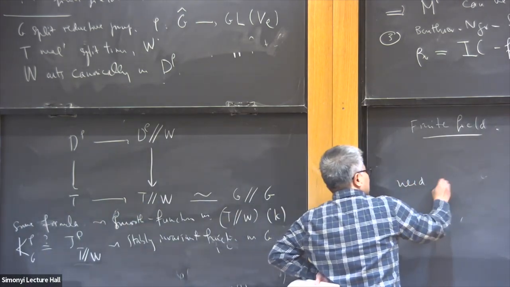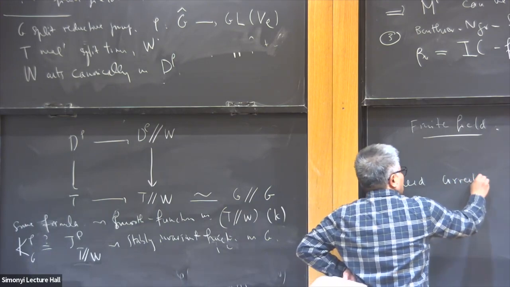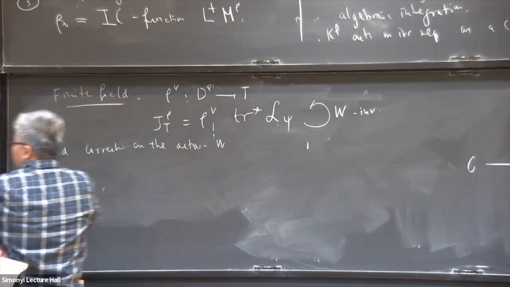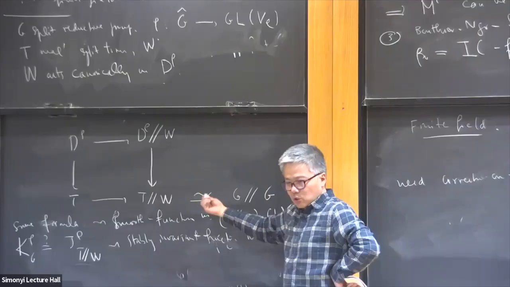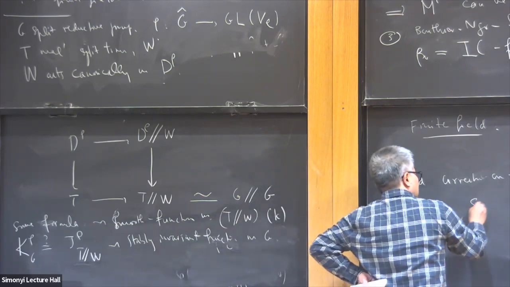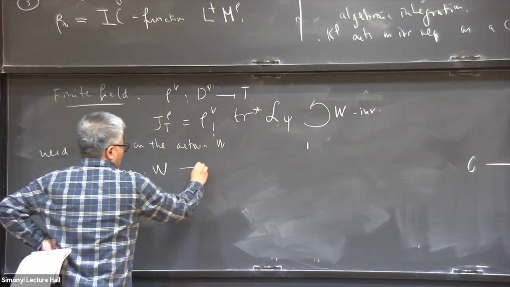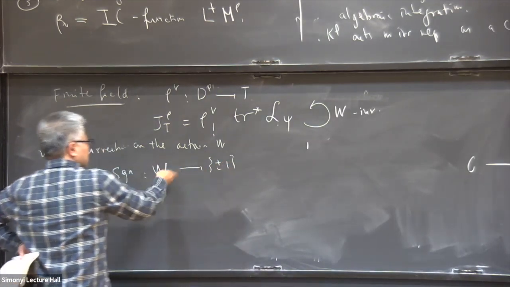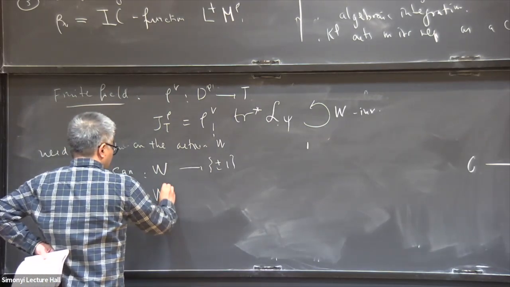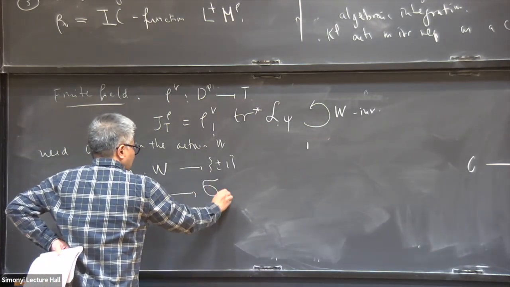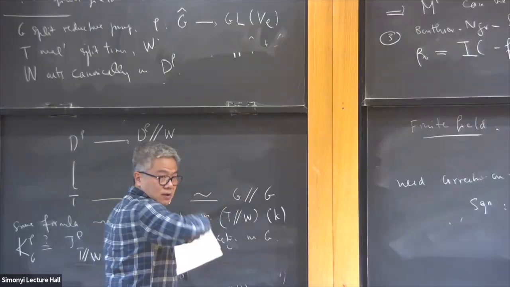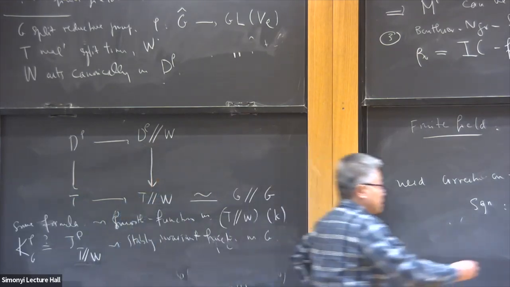A very subtle correction on the action of W. It's not this simple naive action. You have W acting on the weights, and you have to modify it a little bit. If I have a sign function of W into plus or minus one, W as a Coxeter group has a sign. But you have another sign because you have W going to the symmetric group of N, where N is the dimension of this torus. You have this function on the finite set, and it has another sign function.